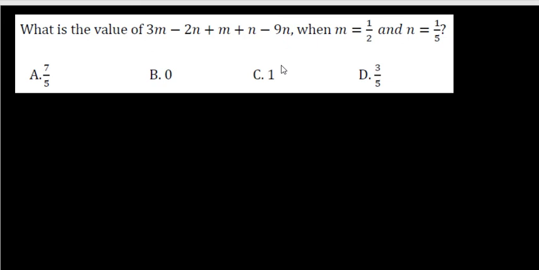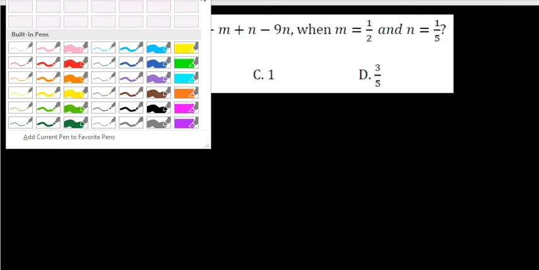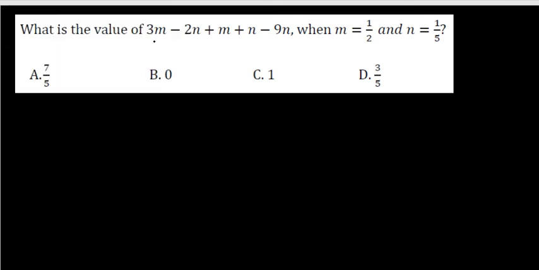The next question, it is working with variables. Okay, substitution. It says 3m minus 2n plus m plus n minus 9n. Okay, we need to find the value of this outcome, but the m value and the n value are already given. So instead of direct substitution, in place of m, 1 over 2 and in place of n, 1 over 5, before we substitute, let us try to condense, or let us try to simplify the whole expression here.